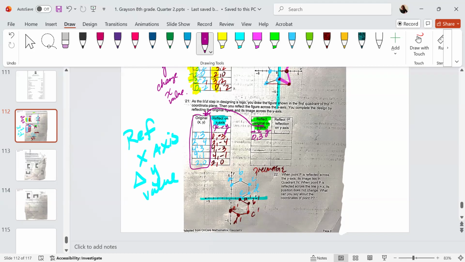So that's going to be 0, 3, correct? Negative 2, 4, negative 4, 3, negative 4, 1, negative 2, 0. Does that make sense? Okay. So go ahead and do that.